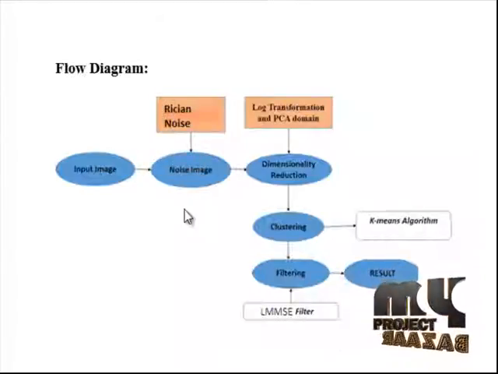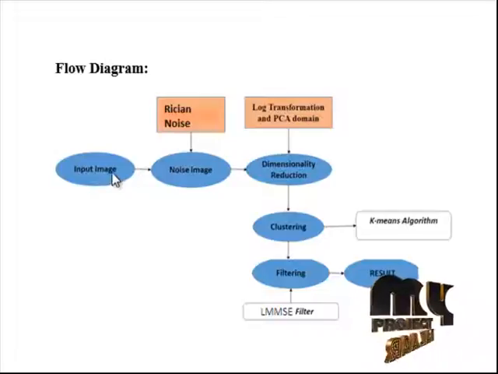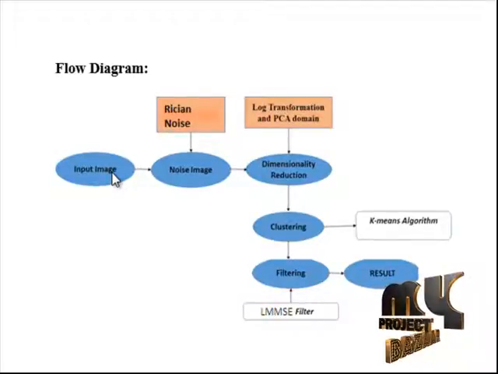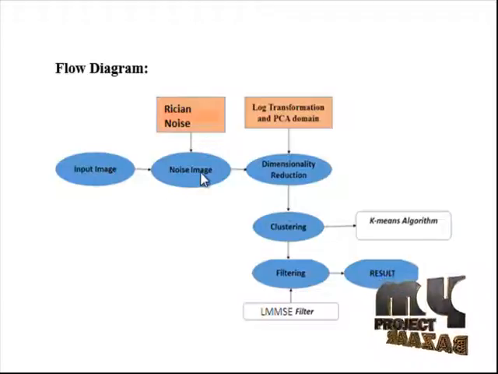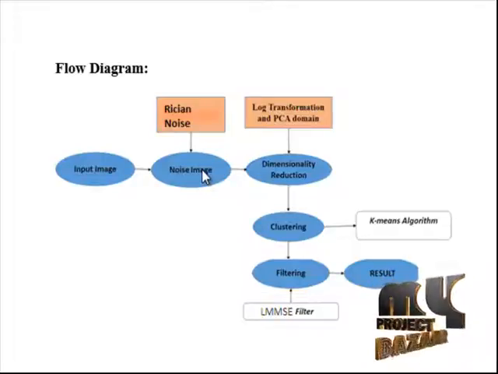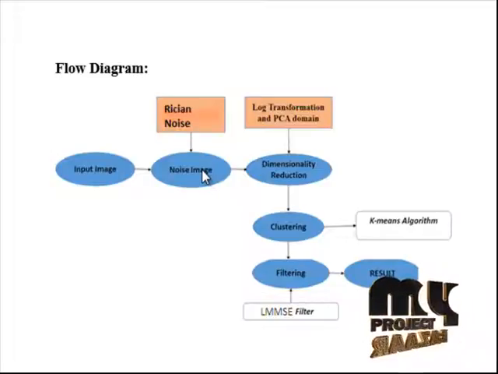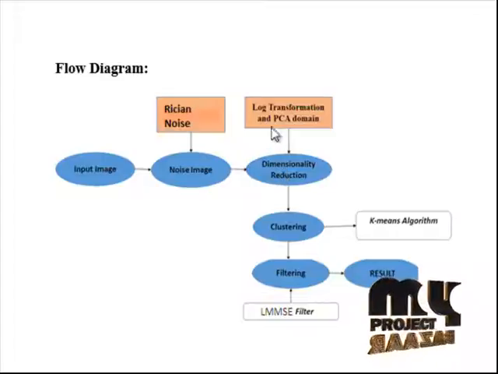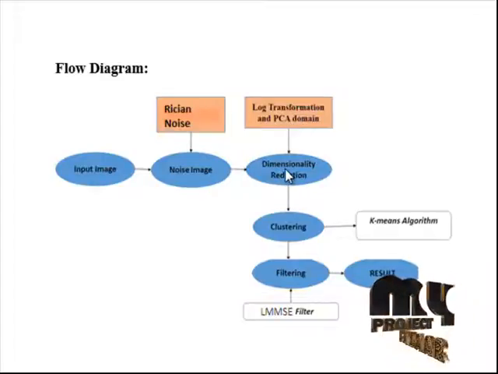We discuss the flow diagram for our process. Here, the input image is captured from the dataset folder. Here, we capture the medical image as the input image. In the noise image stage, an image is corrupted by Bayesian noise. One goal in image restoration is to remove the Bayesian noise from the medical image in such a way that the original image is discernible. Bayesian image: the apparent reproduction of an object formed by a lens or mirror system from refracted or diffracted light waves. Next, in the dimensionality reduction, the log transformation and PCA domain are proposed.